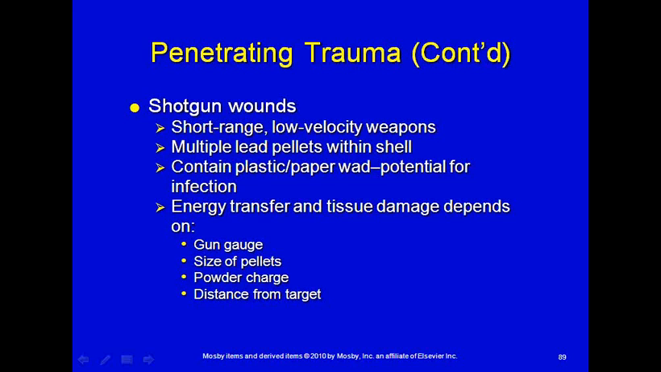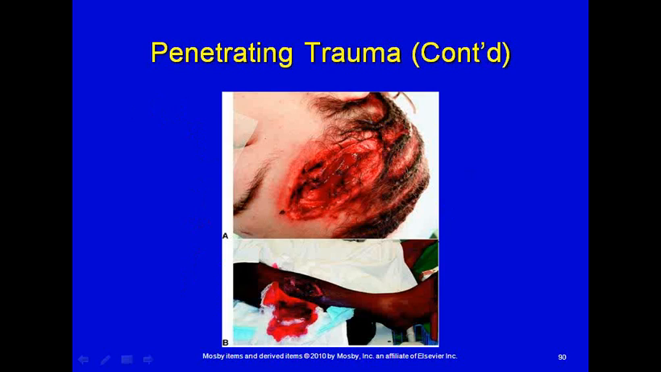The size of the pellets, you've got double-aught pellets all the way up to eights. And the larger the number, the smaller the pellet. Powder charge, how much gunpowder is packed into each shell determines its punch, and then how far away you are from the target. Here's an example of some penetrating trauma from gunshot wounds.